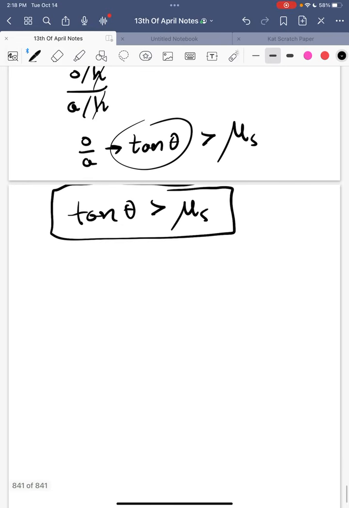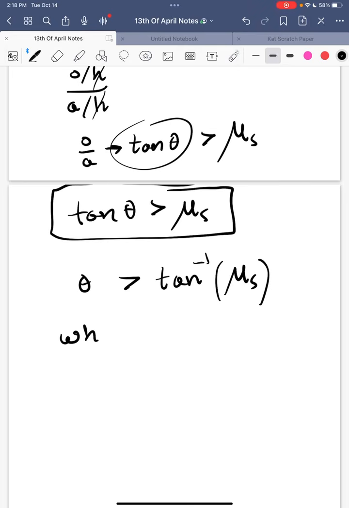So to be a little bit more precise on how to get the angle, I basically want to invert this equation. I'm going to say if theta is greater than the arctangent of the static coefficient of friction, this is when we will slip, when slipping will occur.